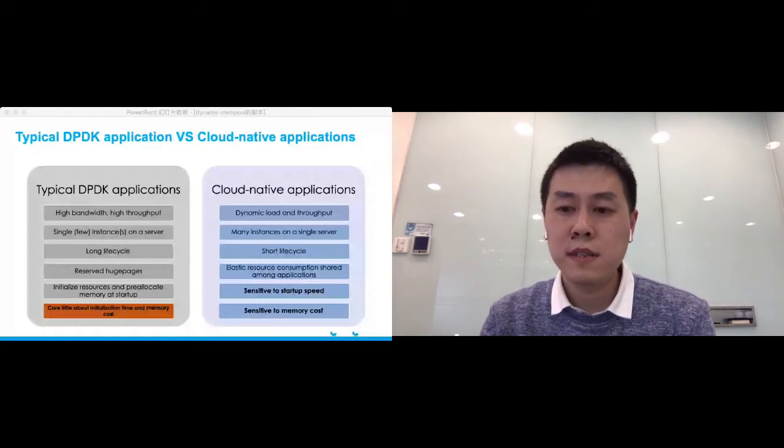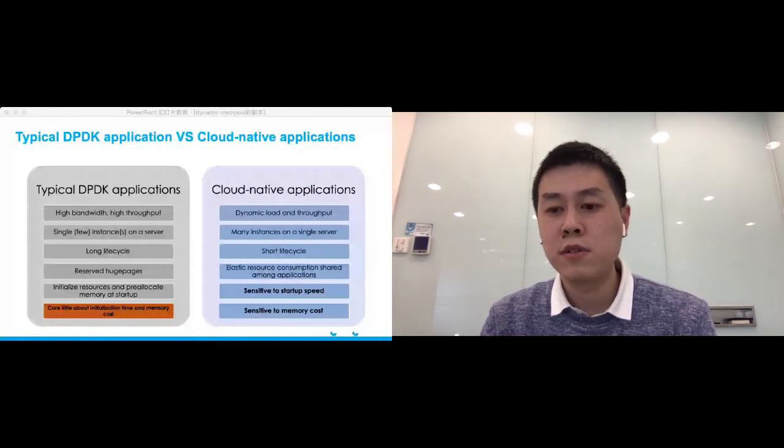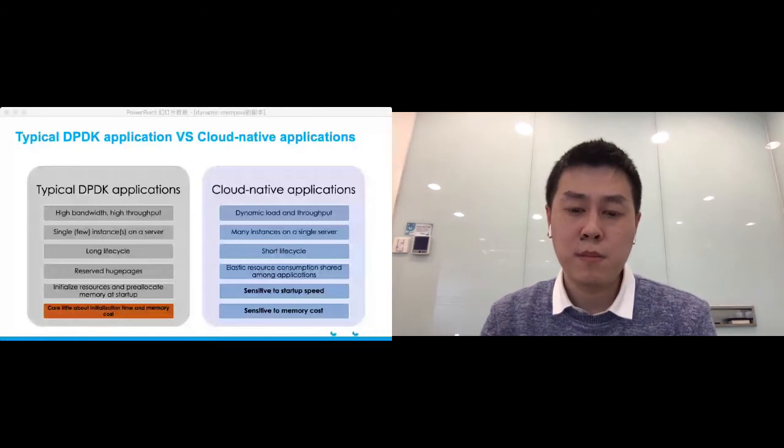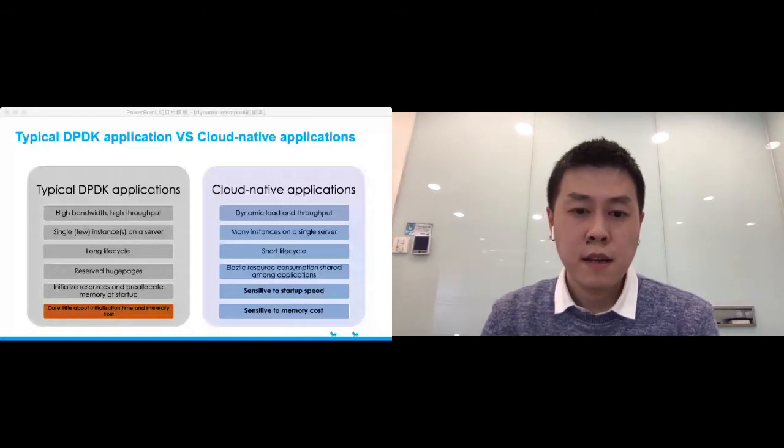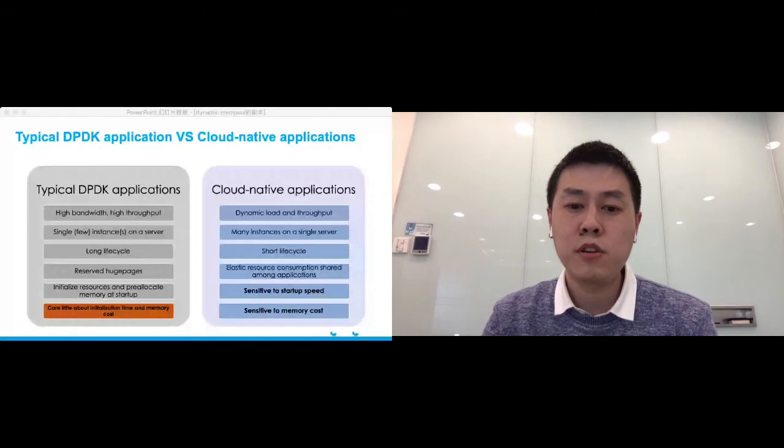Another major difference is the usage of memory. Typical DPDK applications normally reserve enough huge page memory and initialize resources for the worst case at initialization. But cloud-native applications need to use memory elastically along with their load. At last, cloud-native applications need to start up and initialize quickly, but typical DPDK applications don't care very much about initialization time and memory cost.